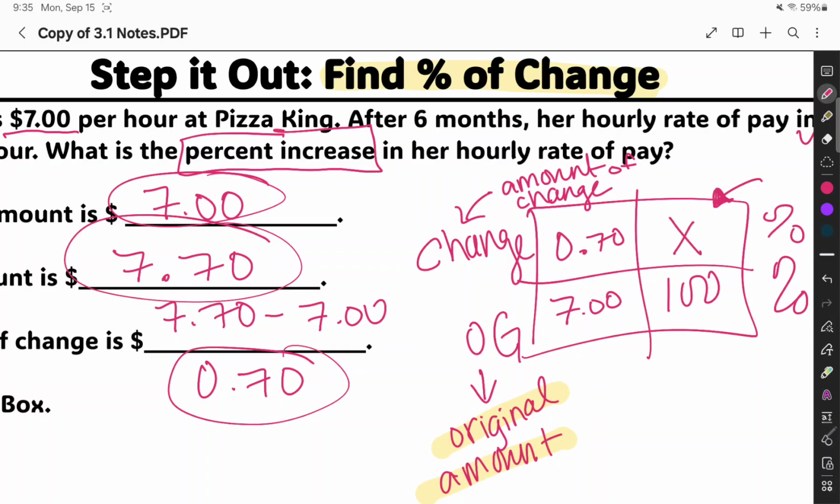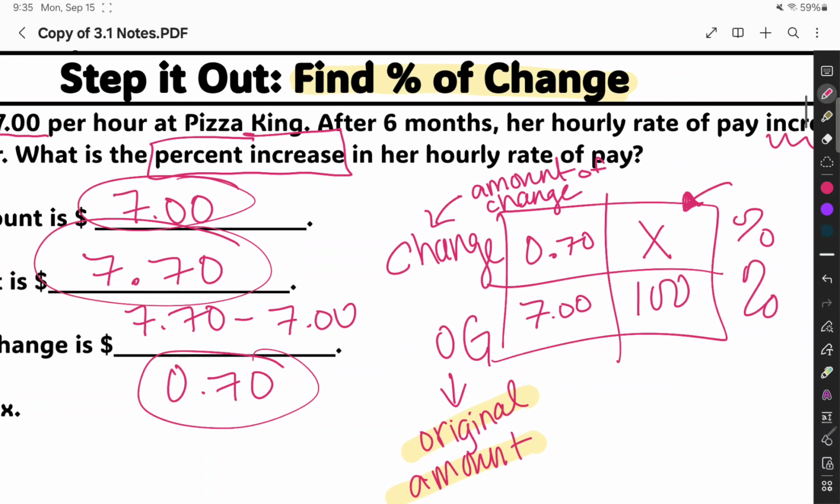From there, we can cross multiply and find the percentage of change. I would cross multiply 70 cents times 100, and then divide that by 7. If we plug that into our calculator, 70 cents times 100 divided by 7, we get x equals 10%.